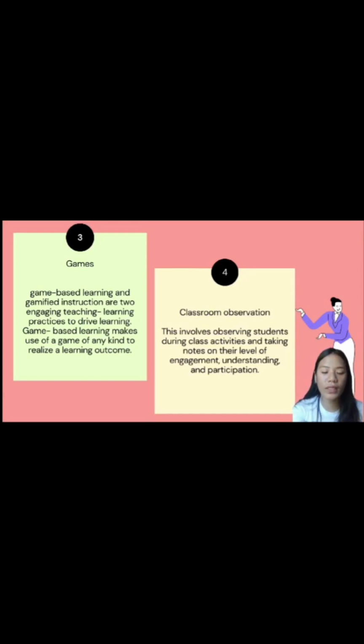The fourth one is the classroom observation. This involves observing students during class activities and taking notes on their level of engagement, understanding, and participation. So in classroom observation, you are observing your students in the classroom setting. You are observing their capacity of learning or their understanding of the learning tools or learning outcomes.